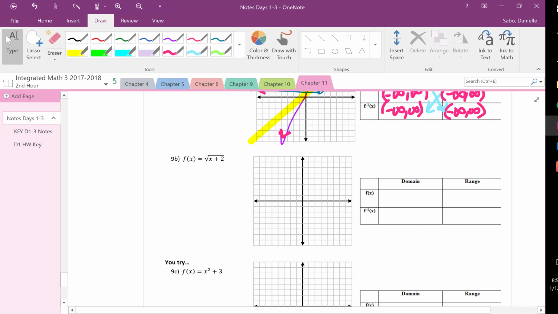But number 9B, which is what you're doing, is just like 8C if you want to look back at your notes to see how to do the solving part. It has that radical in it. Except for you don't have cube, you have square.